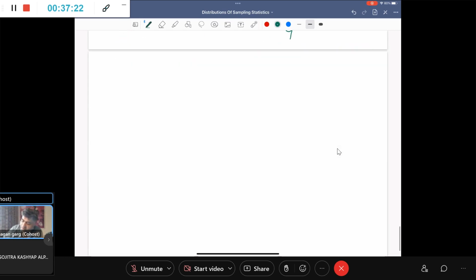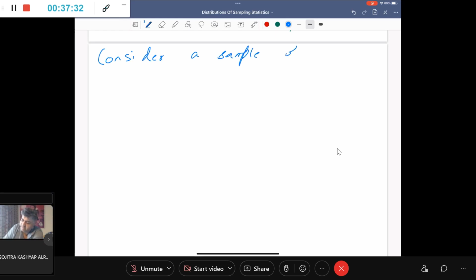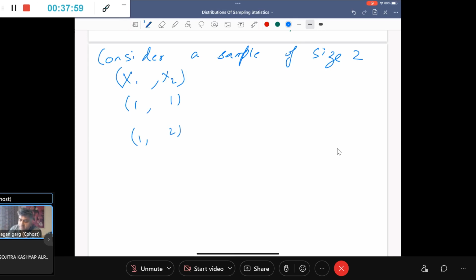Now let's say we take a sample. Consider a sample of size 2, so you're doing this twice. You have two values, x1 and x2. What are the possible values that x1 and x2 can take? Both can be 1. Or x1 can be 1 and x2 can be 2. You're taking a sample of size 2, so it's possible that both values in the sample are equal to 1, or the first is 1 and the second is 2, or the first is 2 and the second is 1, or both are equal to 2. These are the possibilities.